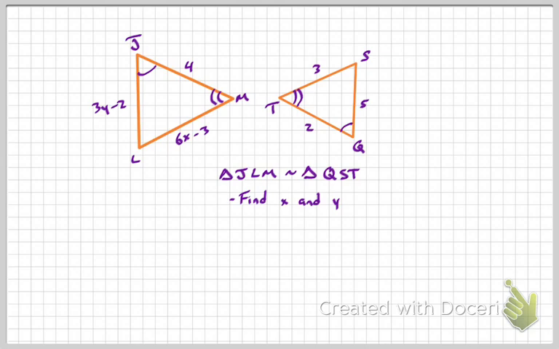Another question, another example. Okay, so it says JLM is similar to QST, find x and y, same exact concept. Okay, so maybe pause this one and then try and do it on your own, then come back.